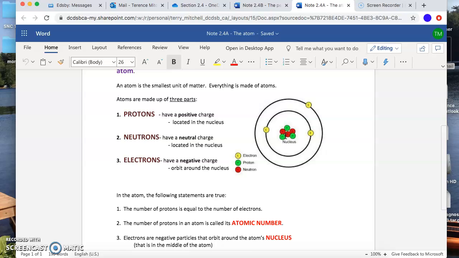Only lithium has 3 protons in its nucleus. Only gold has 79. Only magnesium has 12. Only hydrogen has 1. So that's the atomic number.